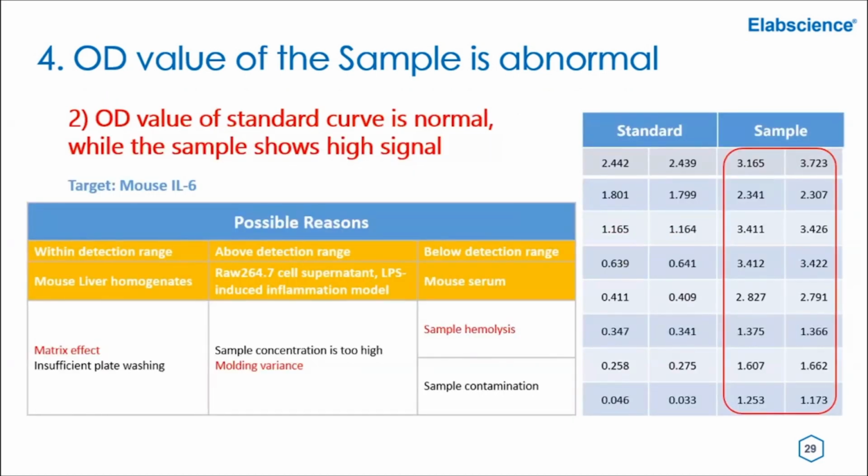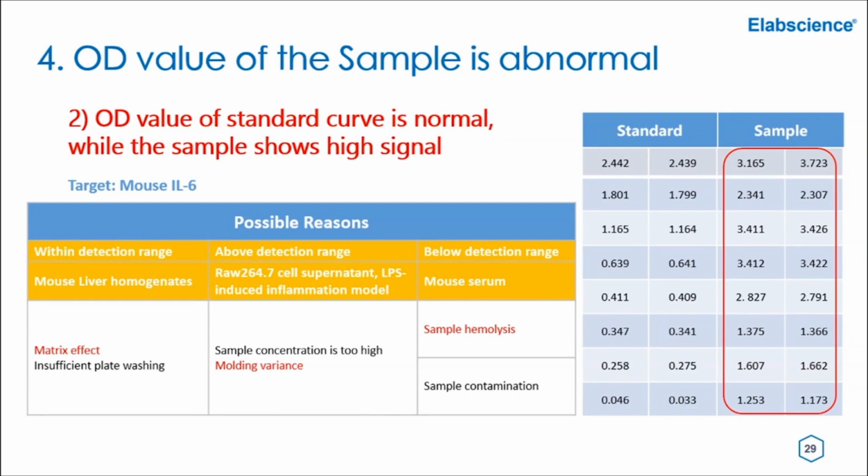Okay, the type number 2 of abnormal sample OD. Please see the sample data here. It is abnormal high sample signal. The analysis direction still depends on the sample type. Here we take the mouse interleukin 6 as an example. I also list 3 typical cases for this analysis.